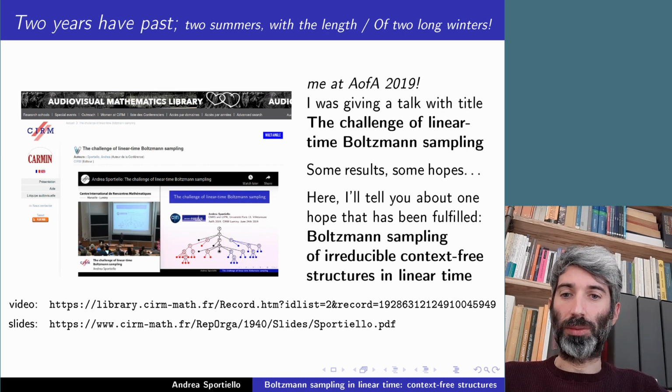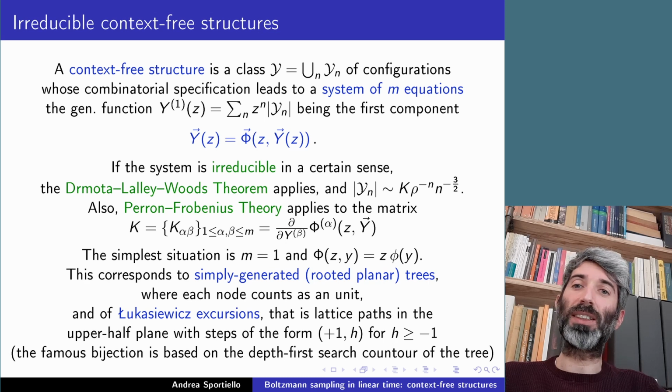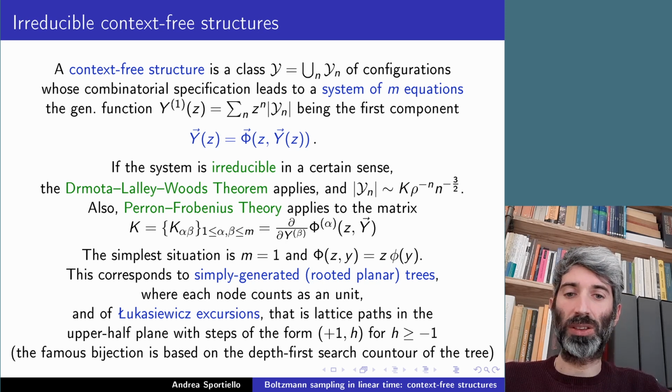So, let me first remind you what is a context-free structure and then what is Boltzmann sampling and so forth. Context-free structures are a type of combinatorial object in which you have classes of configurations whose combinatorial specification is not too nasty. It doesn't involve pointing operators or ordering or complicated operations.